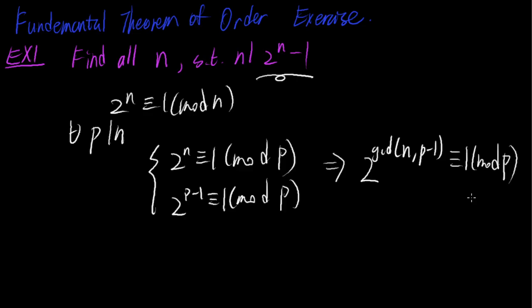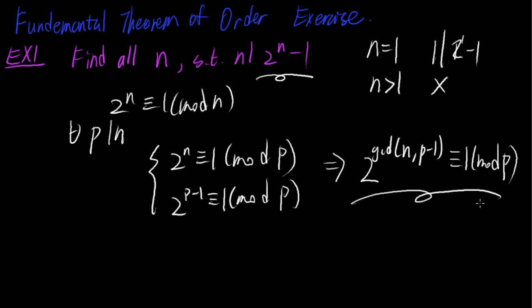if you try some n, you will find it's hard to find an n, and we guess that there doesn't exist any n except n equals 1, which is the trivial case where 1 divides 2 to the power of 1 minus 1. But when n is greater than 1, we don't find any suitable n. So let's see, because this equation holds for every prime that is a divisor of n.